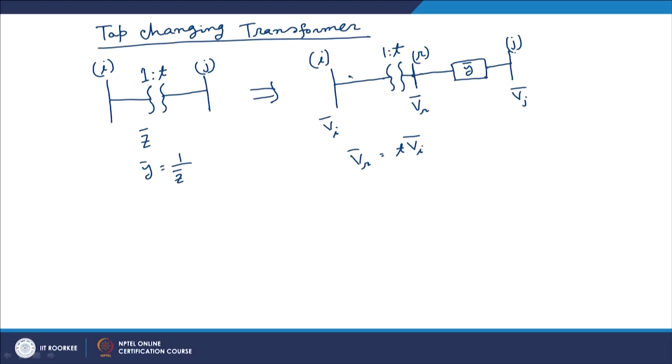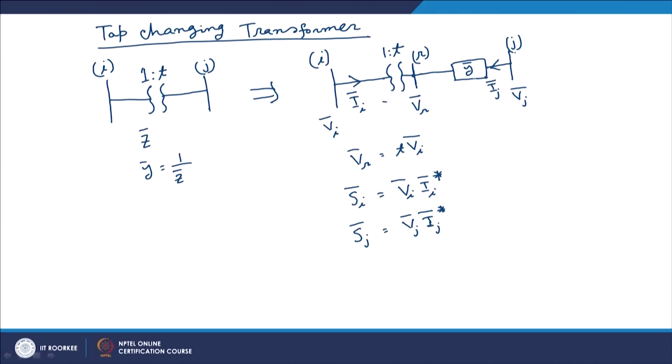If I say that the current from bus i is Ii and the current from bus j in this direction is Ij, then the complex power Si is Vi into Ii star, and the complex power at bus j is given by Vj into Ij star, where Ii star and Ij star are nothing but the complex conjugates of Ii and Ij respectively.